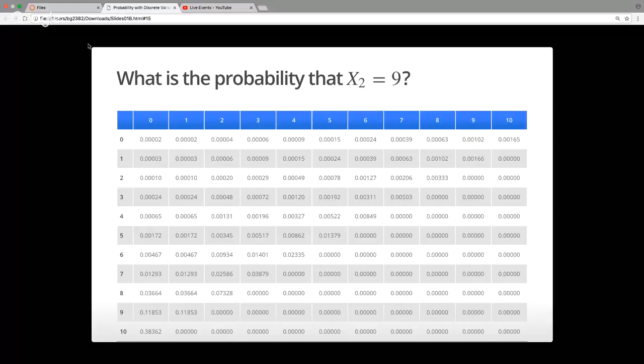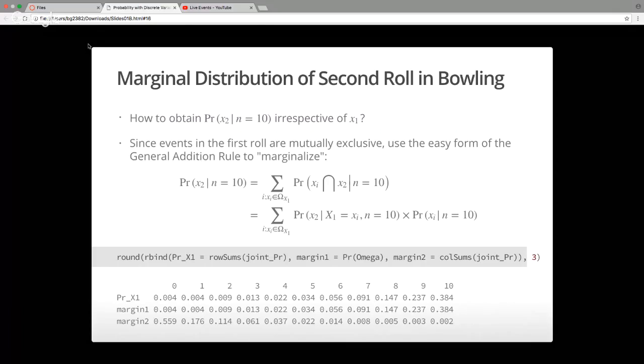Yes, what's your name? Mila. It's the probability of knocking down X1 pins on the first roll, not saying anything about what happens on the second roll. All right, so this is what's known as the first margin, second margin. So the marginal distribution of the second roll, how to obtain the probability of X2 irrespective of X1.